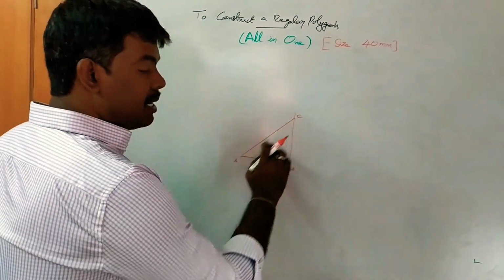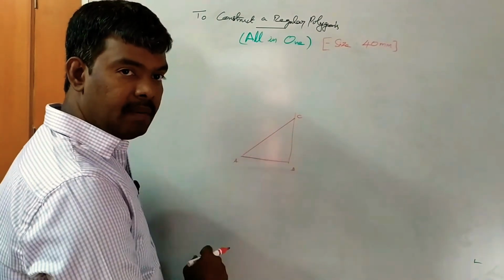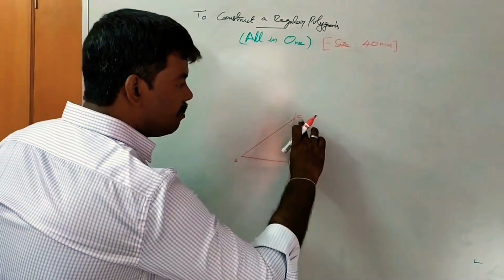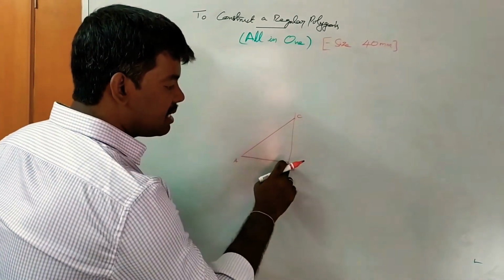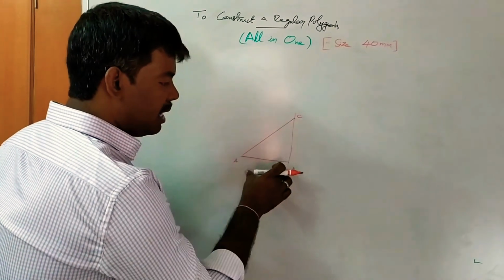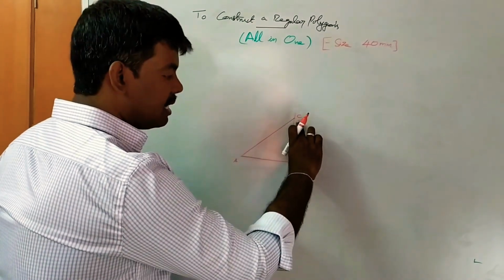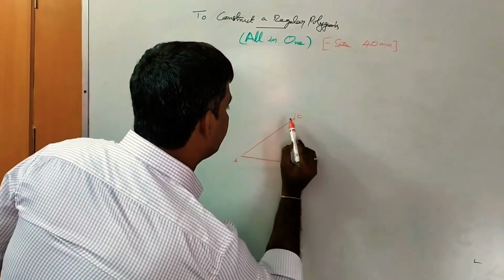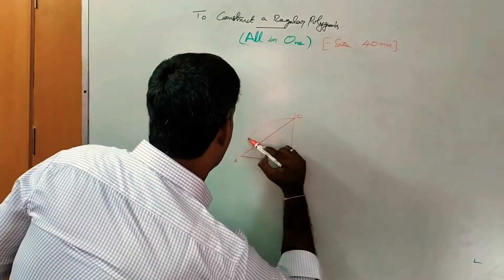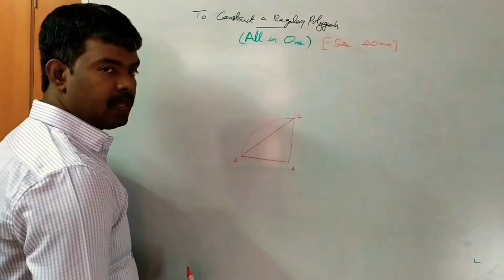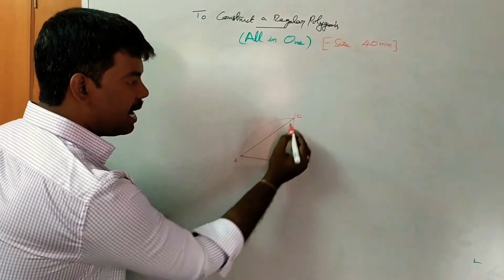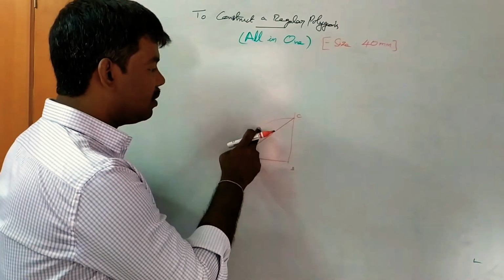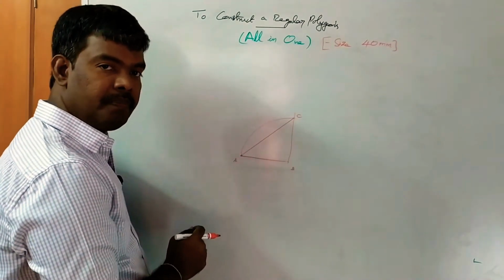So A and C is joined by a line, and also another one by an arc. The arc means BC as the radius, B as the center, and BC equals BA. So with BC as the radius and B as the center, you draw one arc, clear? Therefore the points A and C are joined in two ways: one by a straight line and another by an arc, clear?